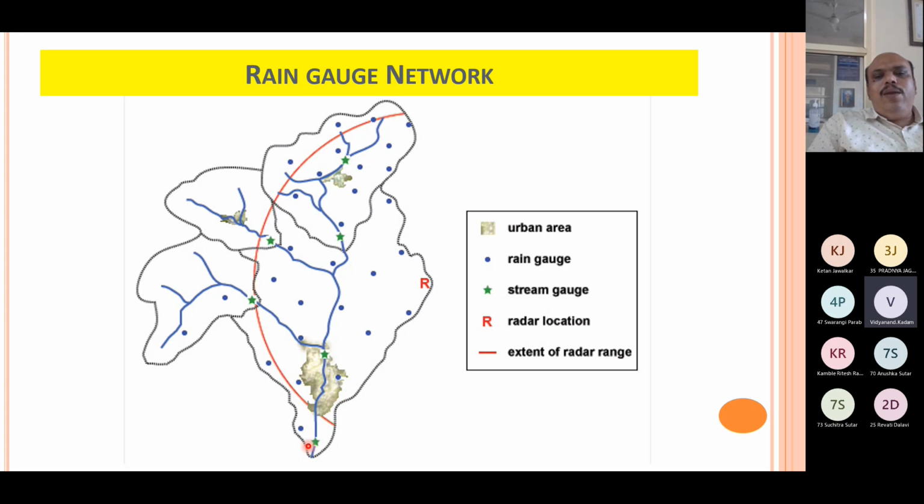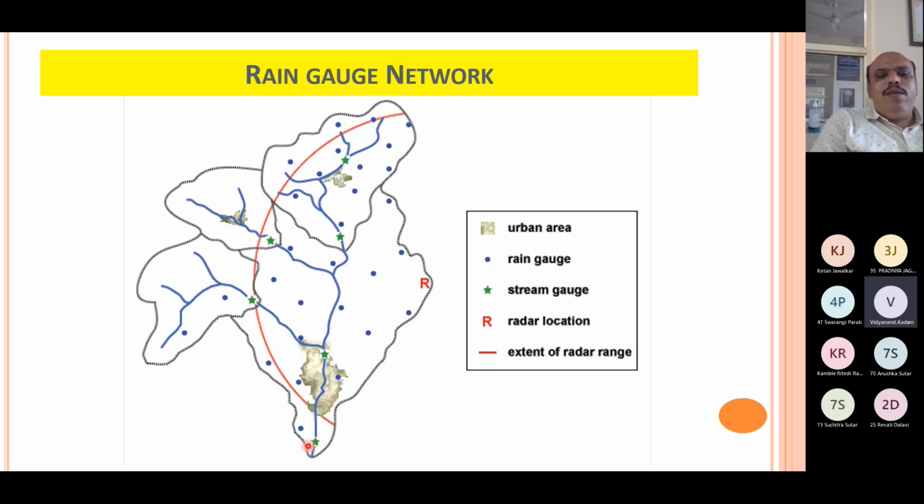Then there is a network of streamlines, and the star indicates the stream gauge. R is the radar location. So you know that along with this rain gauge station, radar can also measure the precipitation, and the extent of radar is shown by the red line. So this is a general map of one large catchment which consists of four catchments. These four catchments combinedly form one large catchment.